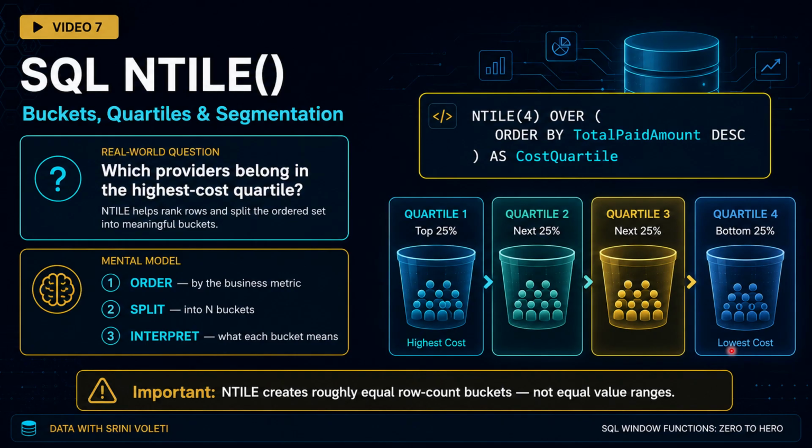Now, here is the warning. I want you to remember this before we go into SSMS. NTILE creates roughly equal row count buckets, not equal dollar ranges. The difference matters a lot. If we have 100 providers and use NTILE of 4, SQL is trying to put about 25 providers into each bucket. It is not trying to make each bucket the same amount. So the question is not just, can I write NTILE of 4? The better question is, what does this bucket mean? What will the business do with the segment? Let's go into SQL Server Management Studio and make this very practical.